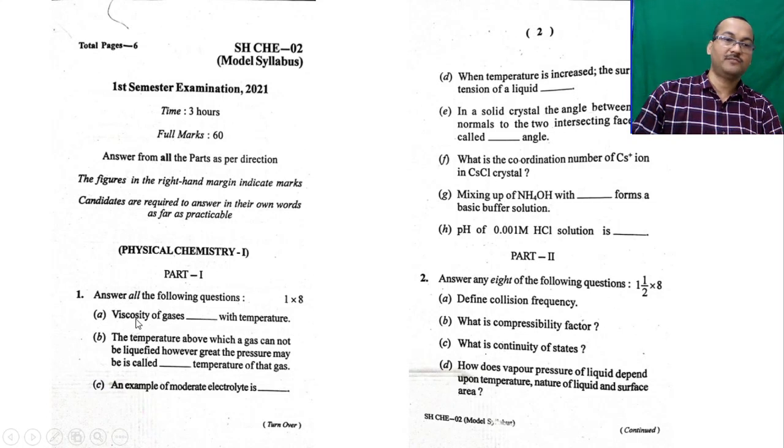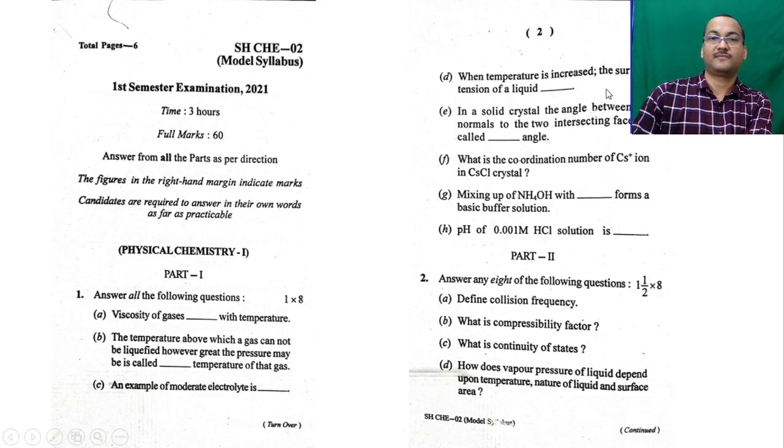So first question, viscosity of gases decreases or increases with temperature. Then the temperature above which the gas cannot be liquefied, however great the pressure may be, is called dash temperature of that gas. An example of moderate electrolyte is dash. When the temperature is increased, the surface tension of a liquid increased or decreased.